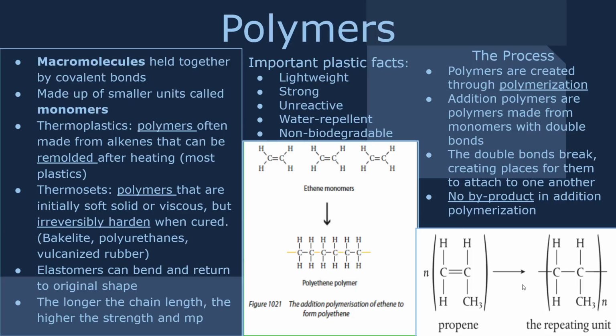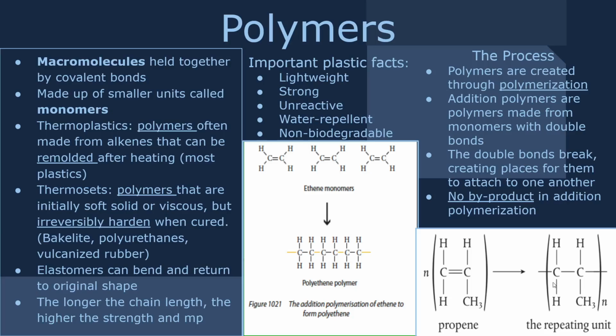polymer. So the repeating unit of the polymer is going to be the monomer that it's made up of, or the monomer creates the repeating unit. The repeating unit for addition polymers is the monomer without the double bond. So we can see it removes its double bond, and now it can bond with other things.